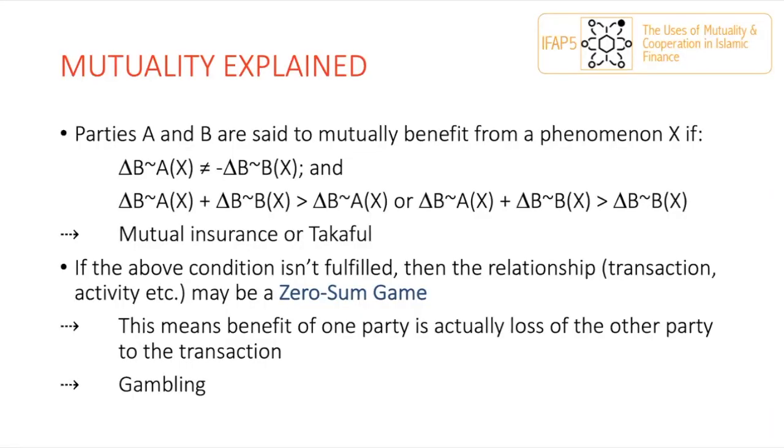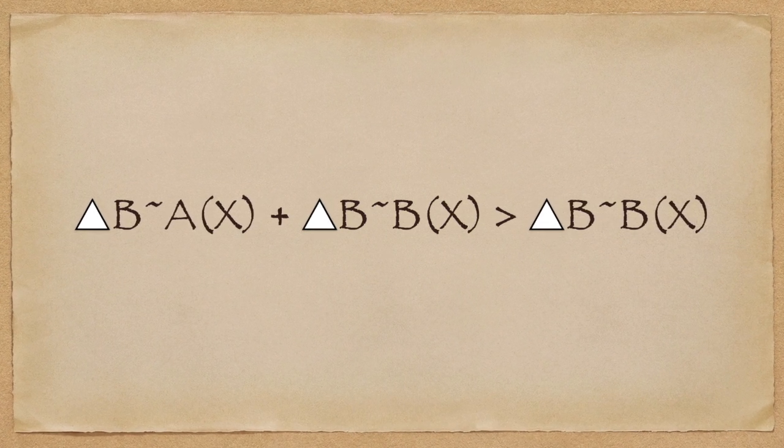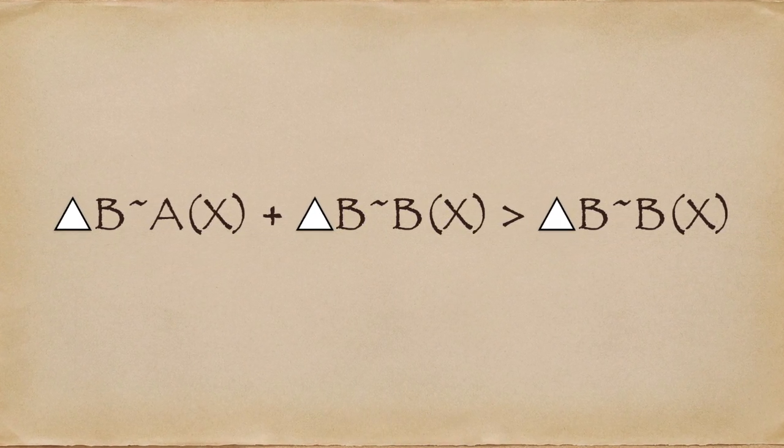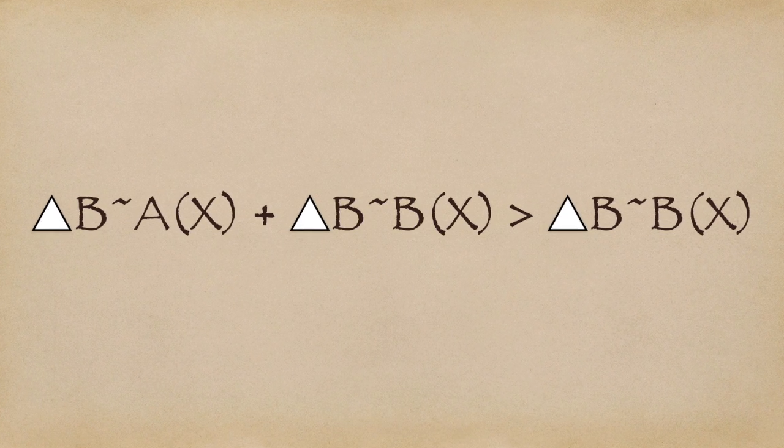Condition number 2 is that the marginal benefits accruing to party A for participating in the phenomenon or activity X plus the marginal benefits accruing to party B for participating in X, the sum of these two individual benefits, is greater than the individual benefits accruing to the parties for participating in X. So it's delta B AX plus delta B BX should be greater than the individual marginal benefits accruing to party B for participating in X.